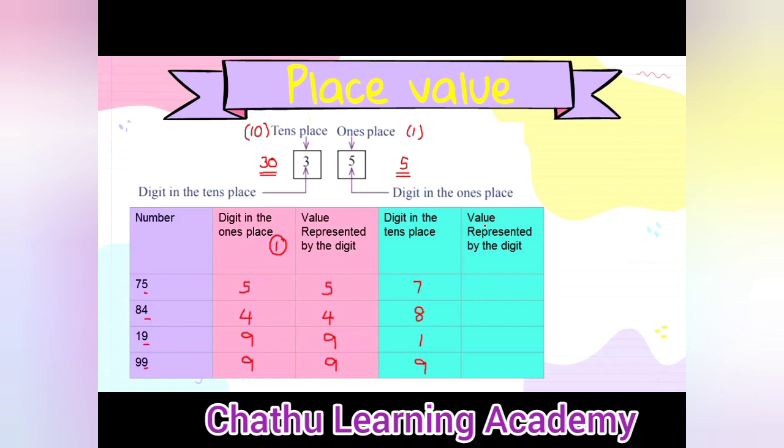Then again, the value represented by the digit. Here we consider the tens place digit. Then what is the place value? It's 10. Then the value represented by the digit means 7 into 10, here 70. 8 into 10, 80. Likewise, you can write the value represented by the digit. Is it clear for you?